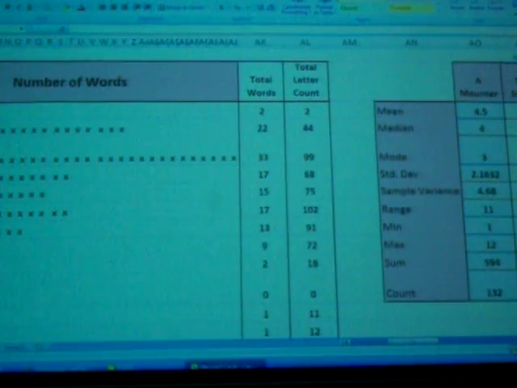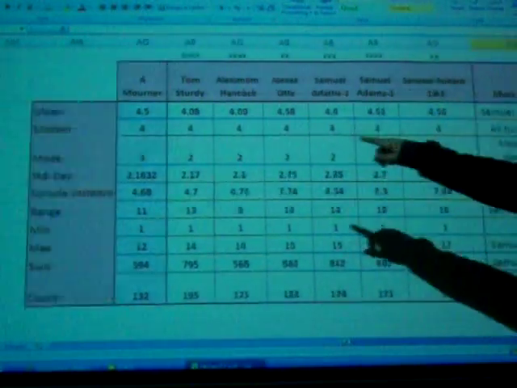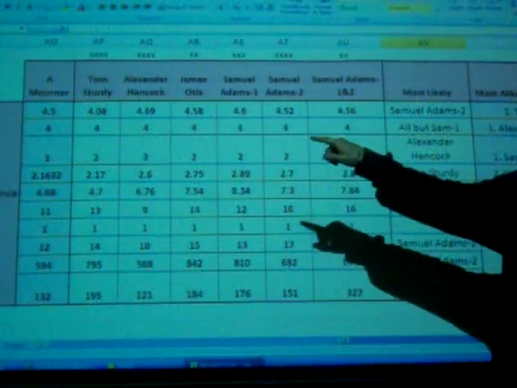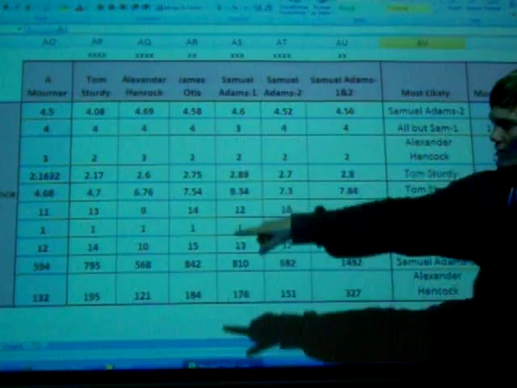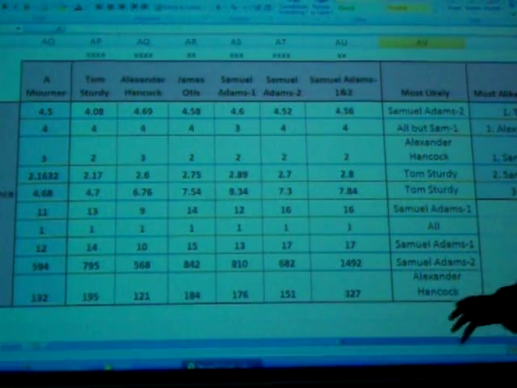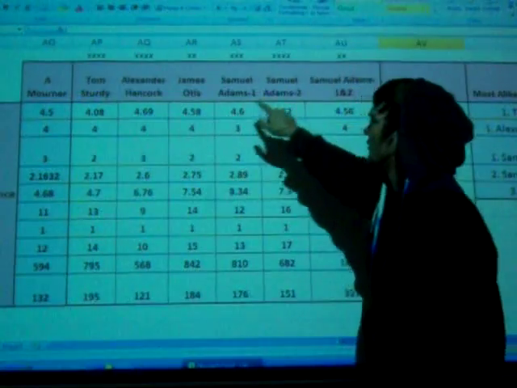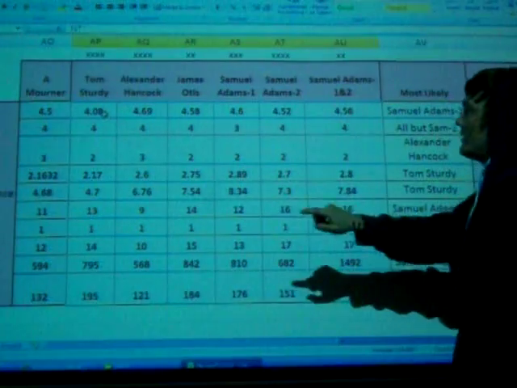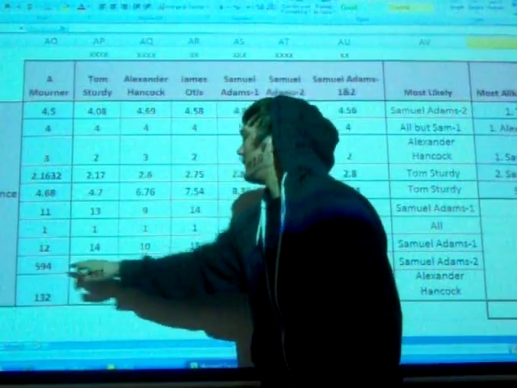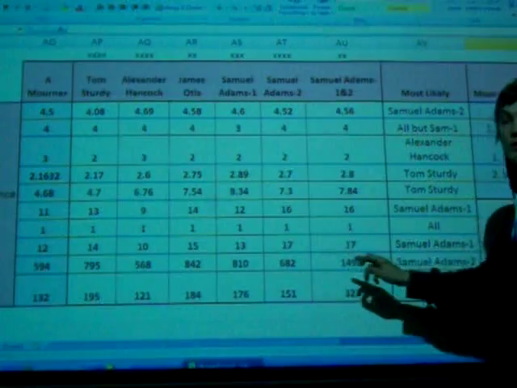And then we had to find the mean, the median, the mode, and so on, of the data that we found. These right here were all given to us by the data, and we had to compare each one of these to this one to find the closest one.